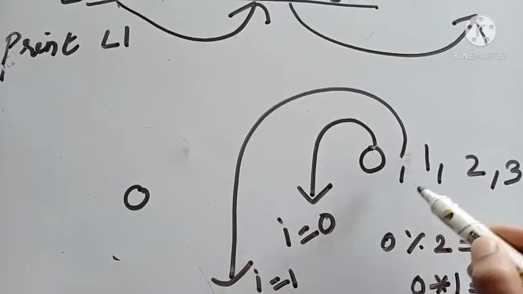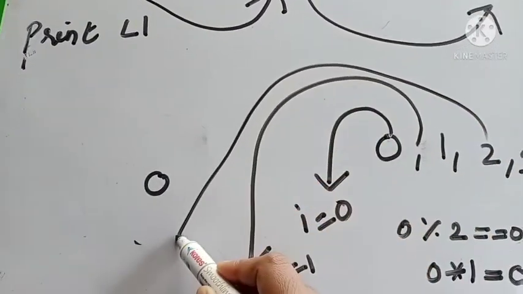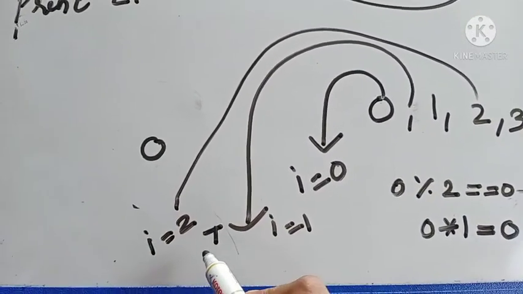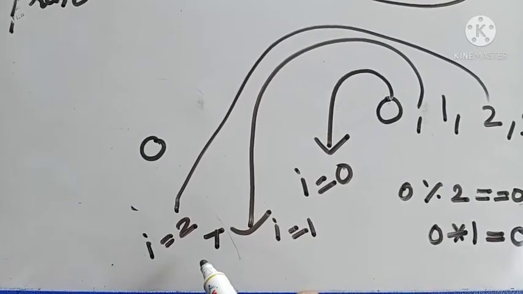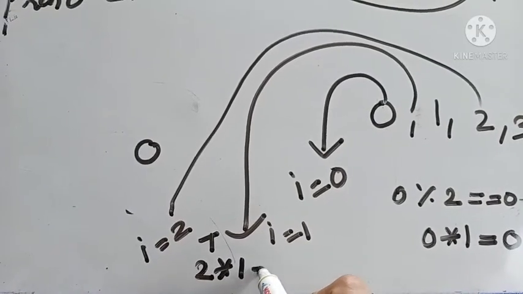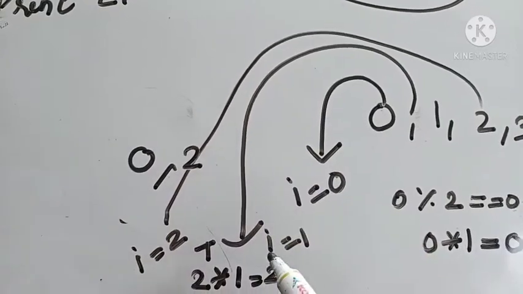So what will happen is it will take the next value of I. Next value means I equal to 2, here the condition is true. Condition is true, right? Dividing 2, the remainder is 0. The condition will become true, so the expression will be validated. What is the expression? 2 star 1, that is 2. So along with the 0, the 2 will be added up.